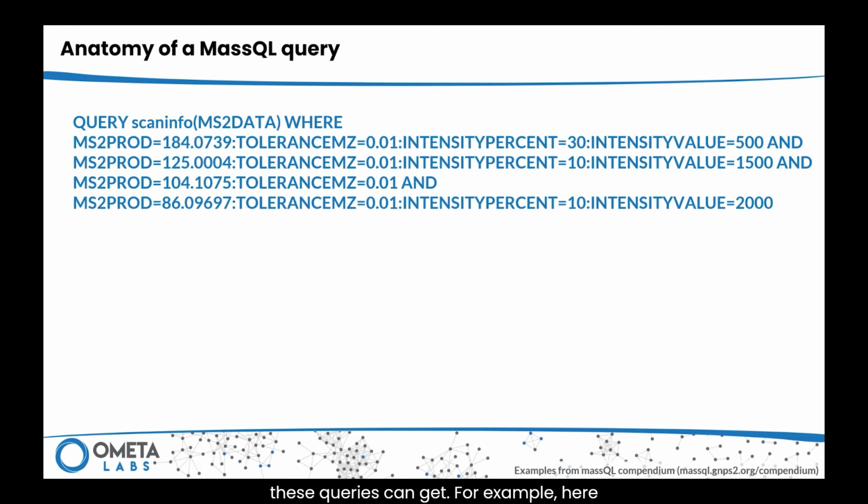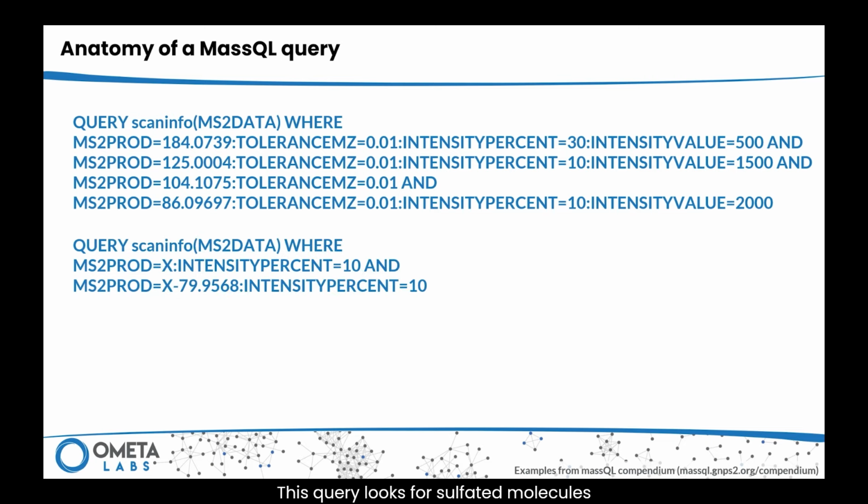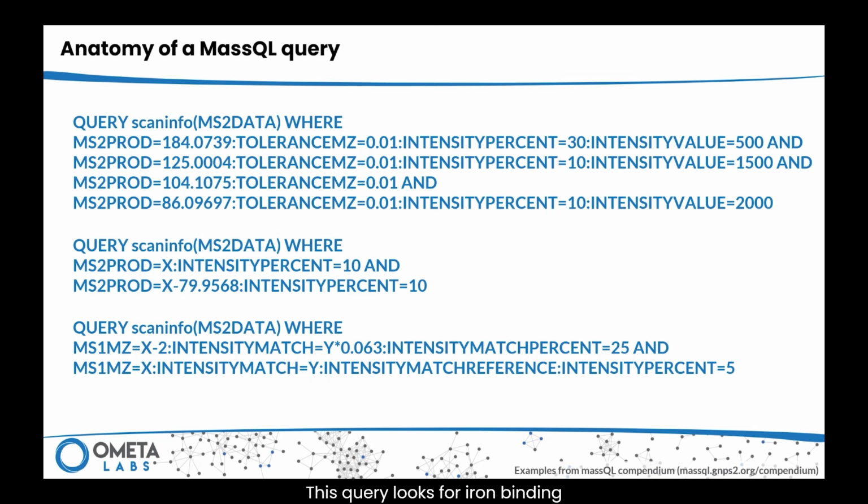For example, here is a query searching for glycerophosphocholines by looking for 4 different MS2 peaks with specific mass tolerances and minimum intensities. This query looks for sulfated molecules by looking for MS2 peaks with a mass difference of 79.9568 m/z. This query looks for iron-binding molecules by looking for MS1 peaks that are within 2 m/z of each other and have a specific intensity ratio that is characteristic of iron binding.